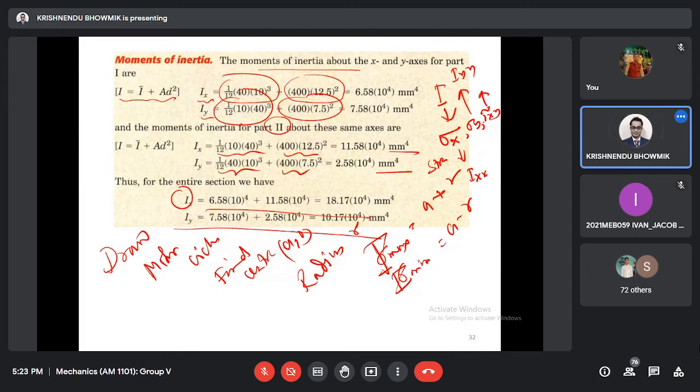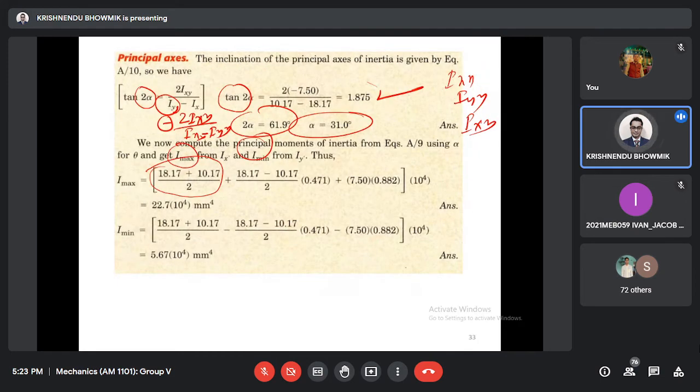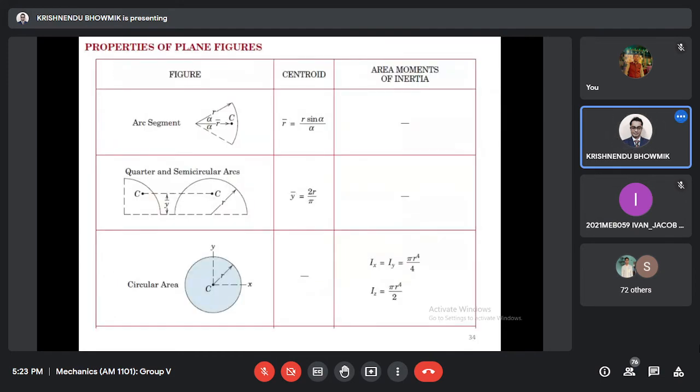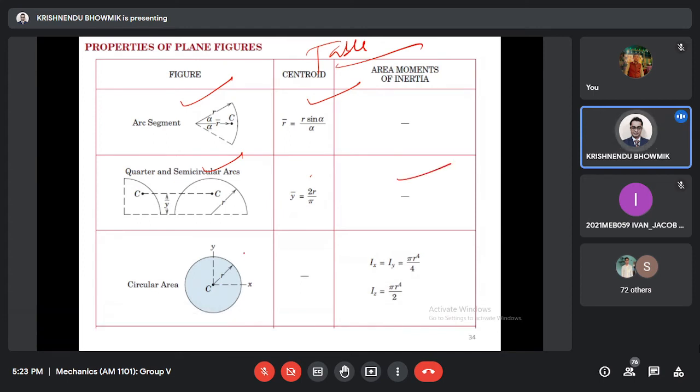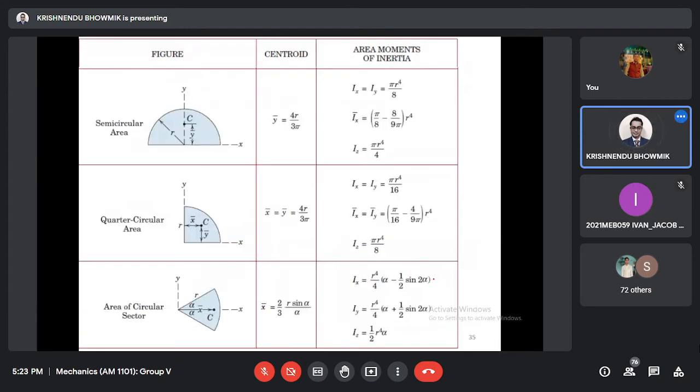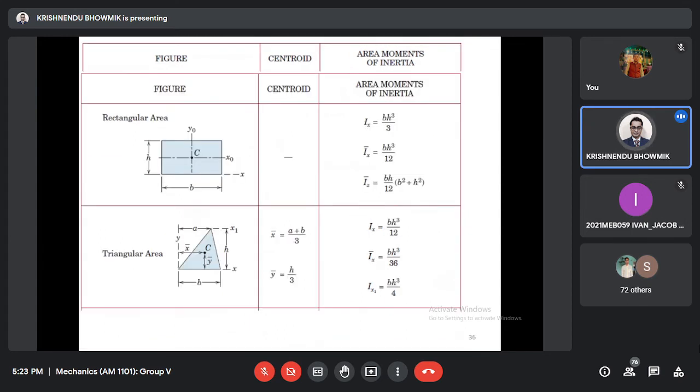Tau xy, Ixy will be shear stress, tau xy, and we will draw the Mohr circle accordingly. Not now, in third semester. Now there are some specific problems I can discuss: this arc segment, this is the centroid. This is the table you can see in the book for your reference. This is the area moment of inertia. For circular ones, we can calculate. For this type of figures, we can calculate area moment of inertia. These are the things we can take from your books.